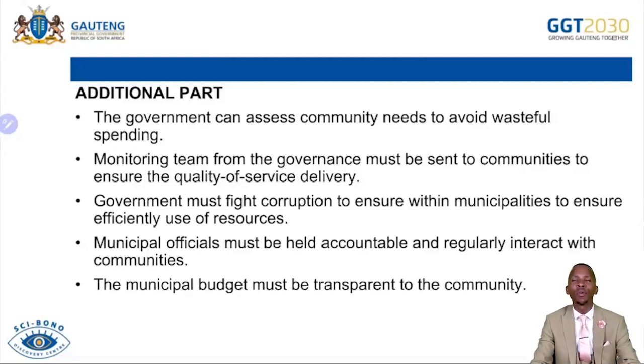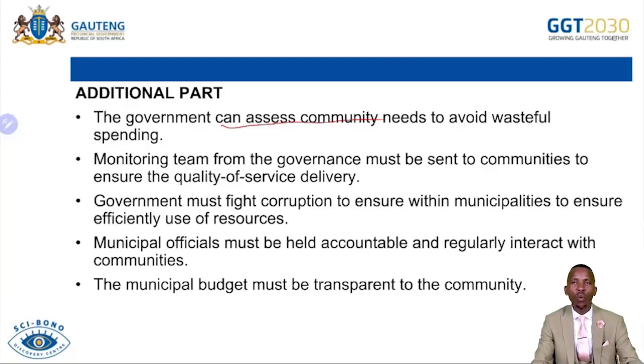How can the government improve service delivery in your community? Think of your community and assume how the government can improve service delivery in that. The government can assess community needs to avoid wasteful spending. It is very important that content in the public sector is brought back in here. If there is assessment of social needs, then the government can provide what is needed by the society, not what is not needed, because that would lead to wasteful spending. Monitoring teams from the government must be sent to communities to ensure the quality of service delivery.